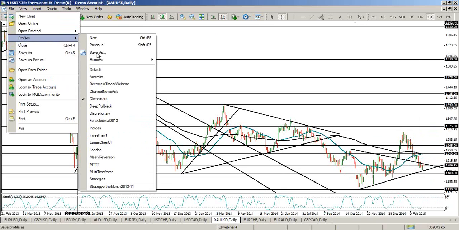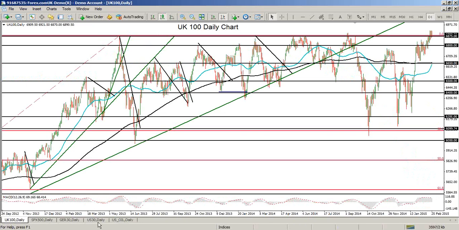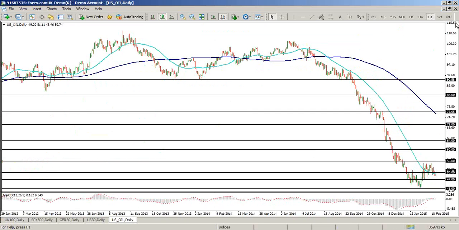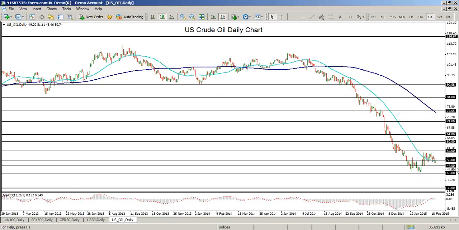Let's quickly look at some others before I wrap this up. Let's look at oil. This is U.S. oil, which is a reflection of the WTI benchmark, the West Texas Intermediate benchmark. Look at this right here. We hit a low near 43.